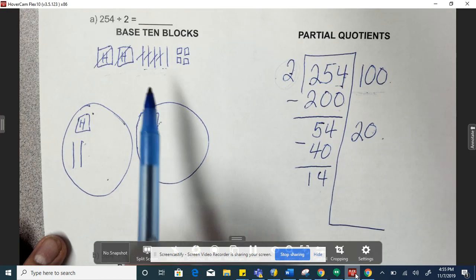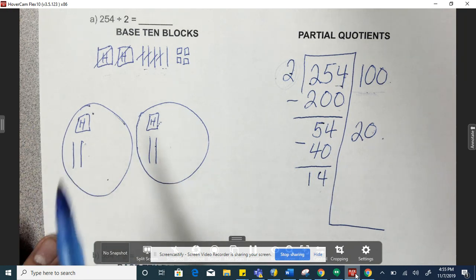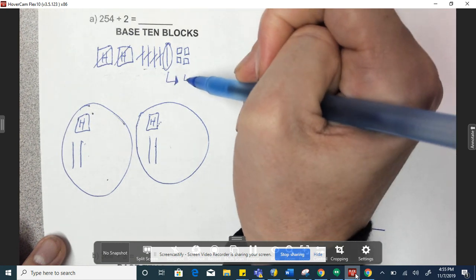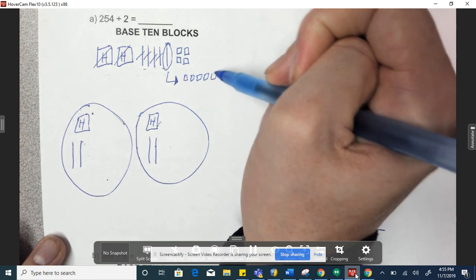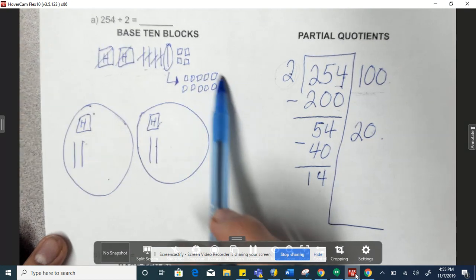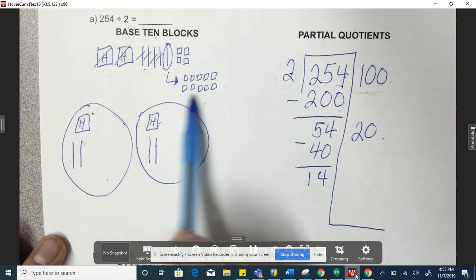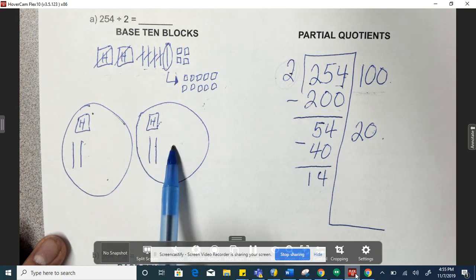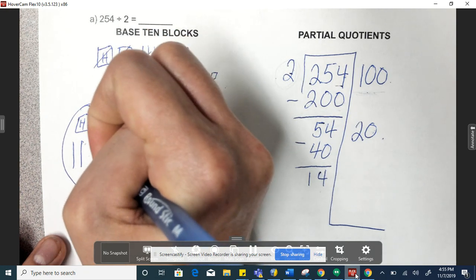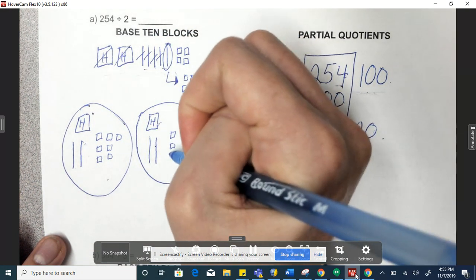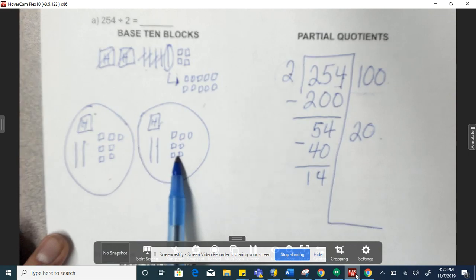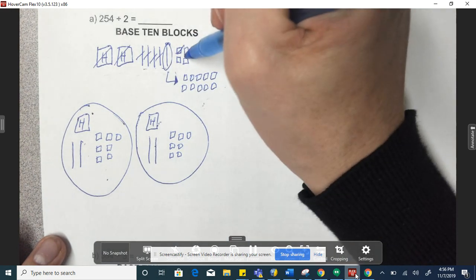Let's go back here. Well, we can't distribute this last 10 between the 2 groups, so we're going to regroup. This 1 ten is equivalent to 10 ones. So I'm going to draw 10 ones here. And look, I have 14 ones in total. Well, I know my basic facts: 14 ones split into 2 groups evenly is going to give me 7 ones in each group. So I'm going to double check and I'm going to put 7 ones in each group. Let's see. Oh, we've used a total of 14 ones. I'm going to cross out 14 ones.